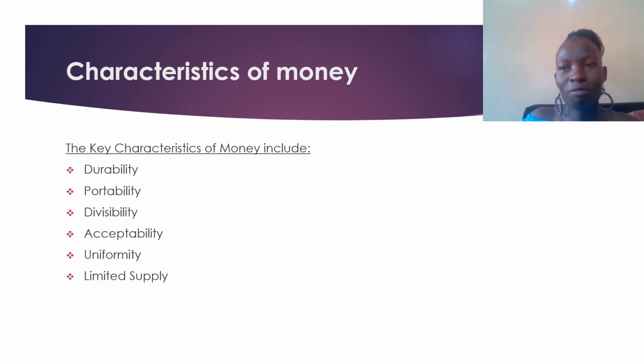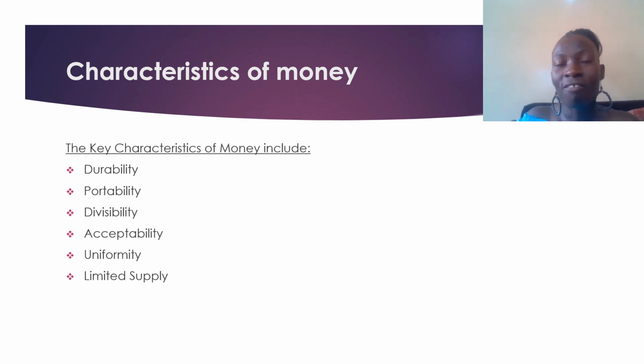Another characteristic of money is divisibility. Money has to be divided into different denominations. For example, in Kenya we have the 1,000 shilling notes, the 500 shilling notes, the 200 shilling notes, the 100 shilling notes. It is divisible into many numbers, not just one number. We also have the 50 shilling notes, the 20 shilling coins, the 10 shilling coins, and the 5 shilling coins. Then another characteristic of money is acceptability.